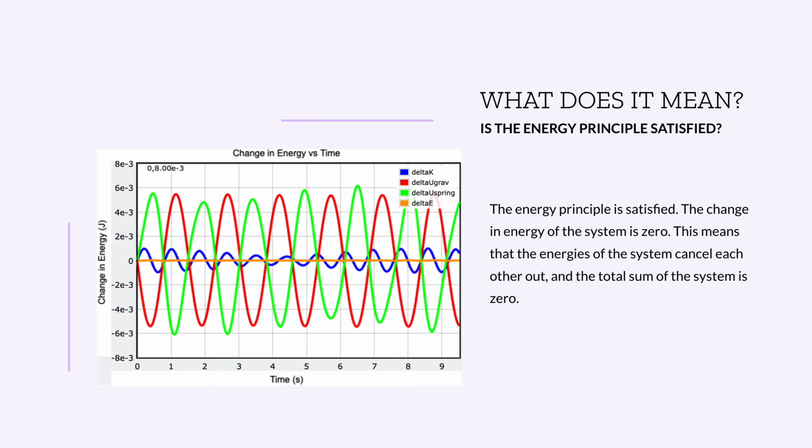Since all of the energies were placed in the system, the amount of work done by the surroundings should give us zero. Here in the image, you can see that the change in energy is a straight horizontal line, indicating no change.